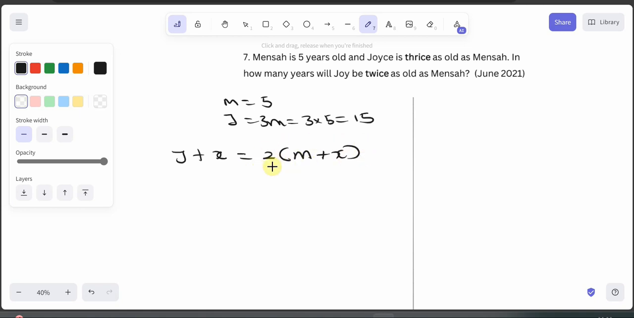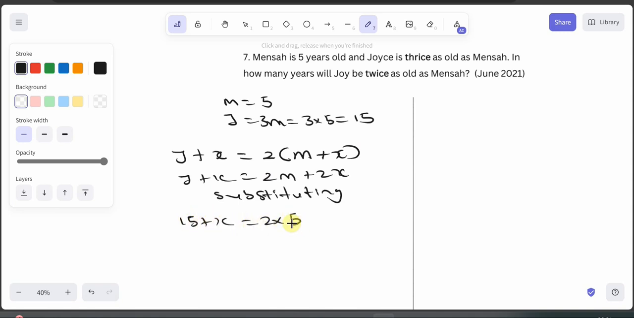So we don't know the year, but we represented it as X, and then we represented that twice with this equation here. So if I open it, that would be J plus X is equal to 2M plus 2X. So substituting, our J is 15, so that will be 15 plus X is equal to 2 times our M, which is 5, plus 2X. So that will be 15 plus X is equal to 10 plus 2X.